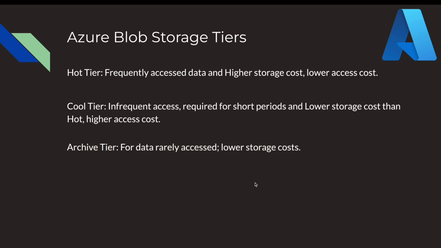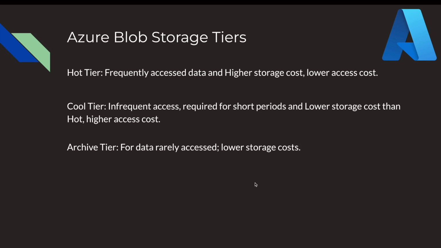And there's another tier, which is the archive tier. It is basically for storing data which we are going to use rarely, maybe once a year or twice a year. In that case, we should put the data into the archive tier because it has a very high cost for data access, but the storage cost is very minimal.